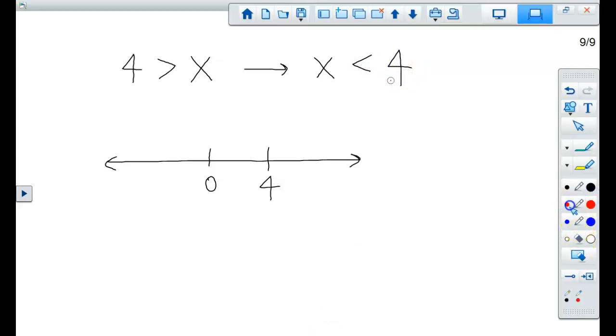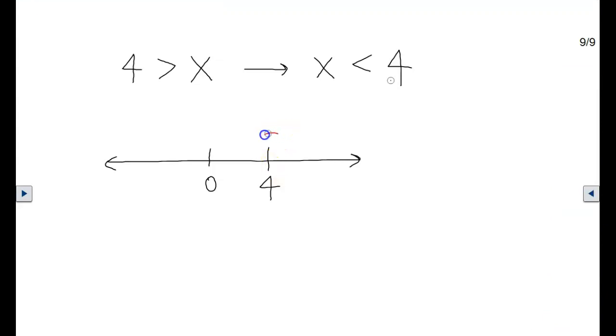Open or closed circle? Open, because x can't be equal to 4. And then if I want x to be less than 4, I would shade to the left. Color in the arrow to show that that would keep going.